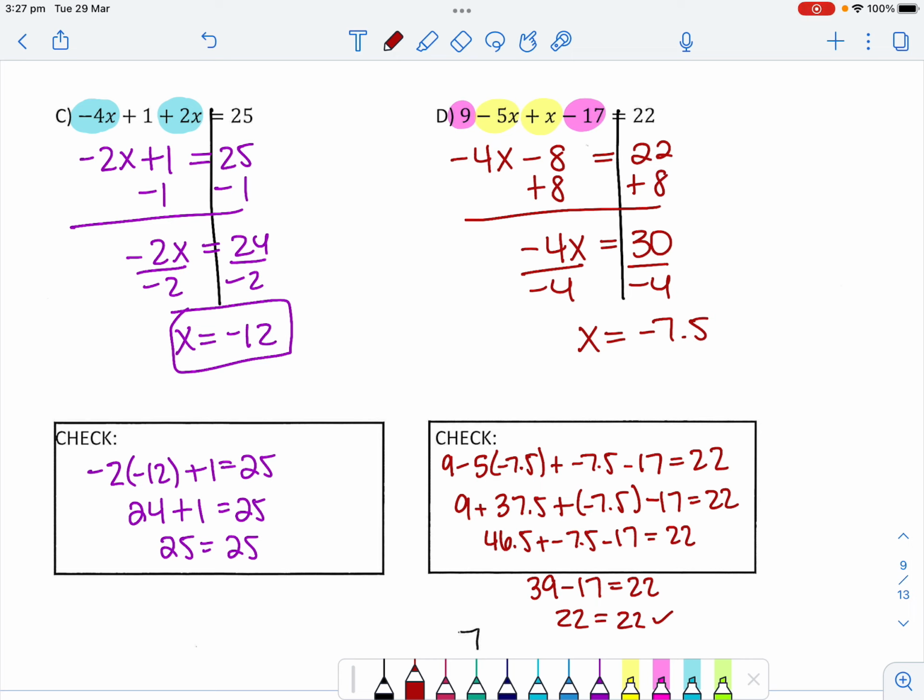It is okay for your answer to come out as a decimal, even though none of the other ones so far have. We try to keep these equations pretty nice, but they can come out as a decimal.